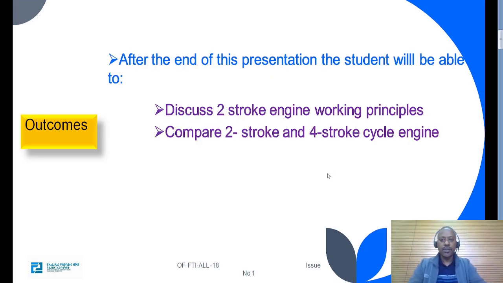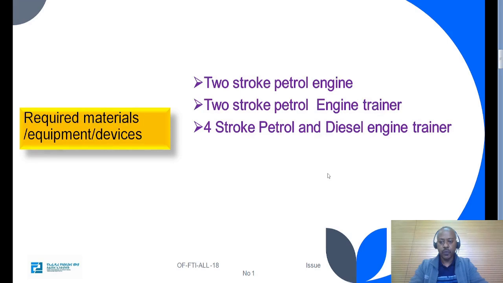The outcomes of this educational material: after the end of this presentation, the student will be able to discuss two-stroke engine working principle, and compare two-stroke and four-stroke cycle engine. The required material: the two-stroke petrol engine, two-stroke petrol engine trainer, four-stroke petrol and diesel engine trainer.